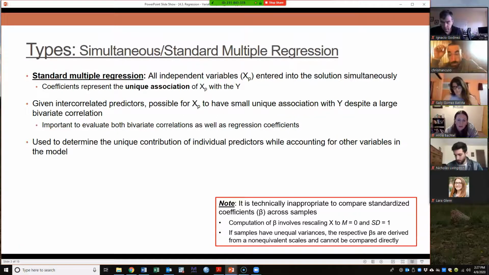Changing the way that you're interpreting the coefficients? Yep. The interpretation is different. Chris M., can you add to that? One unit change in the predictor accounts for one standard deviation change in the outcome variable. Okay. And what coefficient is that? Standardized coefficient. Okay. Close. Yeah.